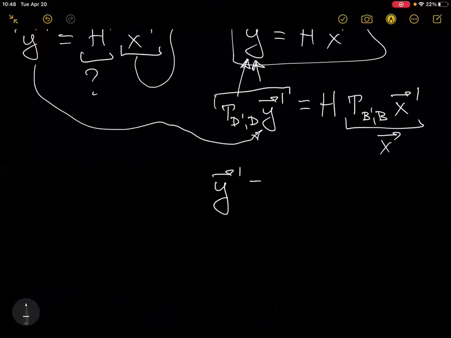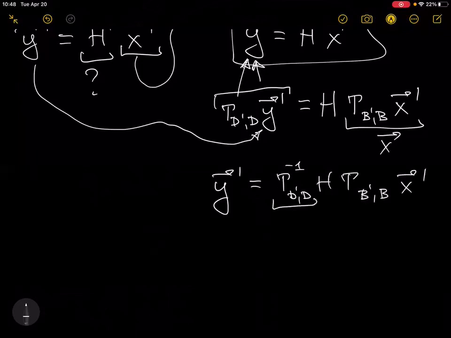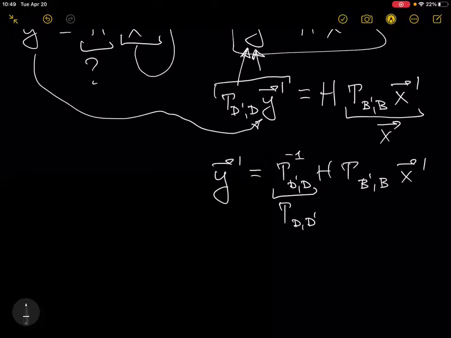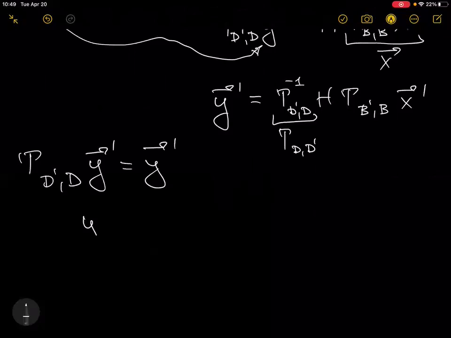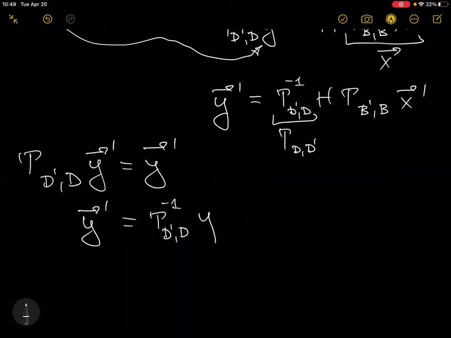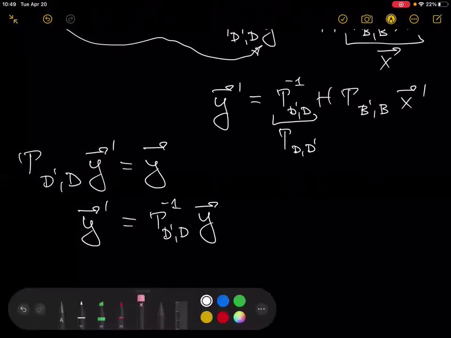But now all I need to do is multiply from the left by T inverse D prime D, H T B prime B X, this, right? But this is nothing else but the transition matrix from D to D prime, right? Have a look, because essentially you had T D prime D, Y prime was equal to Y. So now you need to solve this equation with respect to Y prime. You just multiply by the inverse from the left.